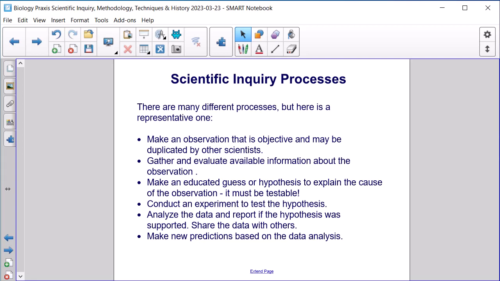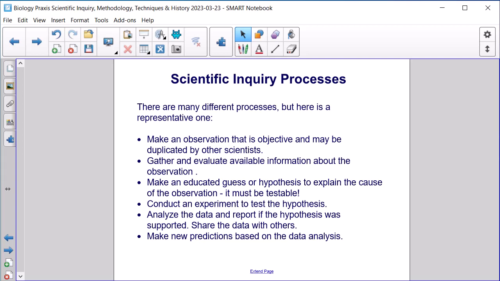Scientific inquiry processes. There are many different processes, but here is a representative one. Make an observation that is objective and may be duplicated by other scientists. Gather and evaluate available information about the observation. Make an educated guess or hypothesis to explain the cause of the observation. It must be testable. Conduct an experiment to test the hypothesis.